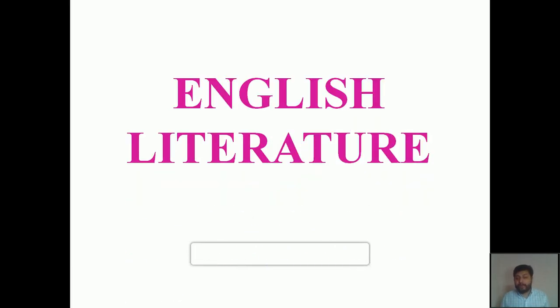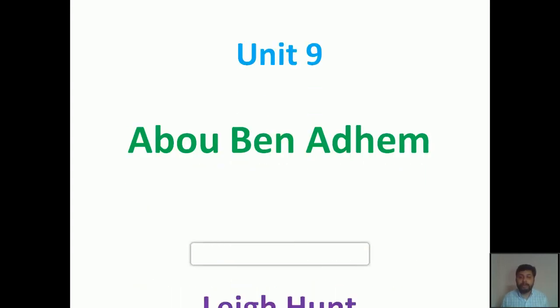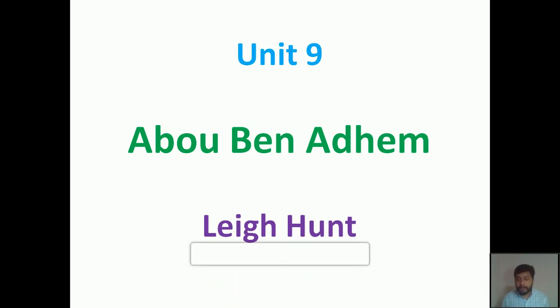In the last class, we were discussing one of the chapters from the short story section. Today, we are going to begin with one of the poems from our English literature syllabus. That is unit number 9, Abou bin Adhem by Hunt. Today we are not going to discuss the entire chapter, but we are going to see the introductory part of the chapter.